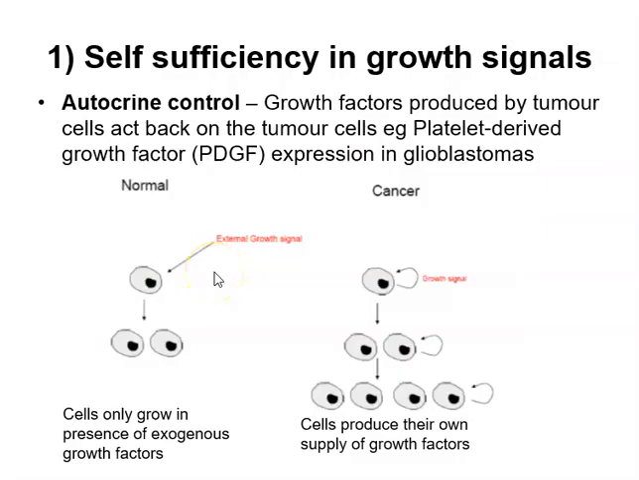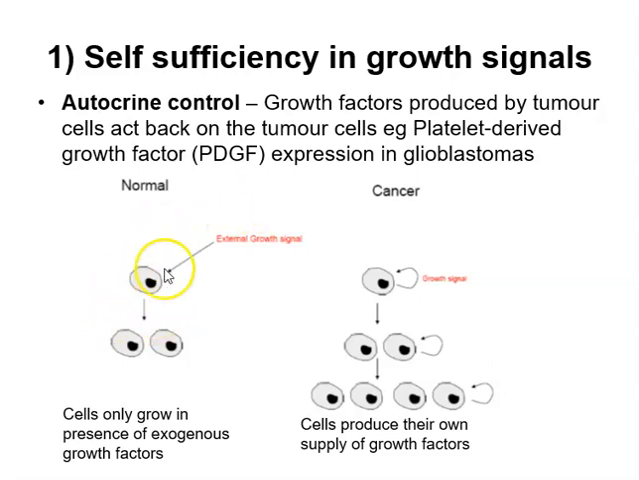So first proper hallmark, we're going to look at self-sufficiency of growth signals, and this basically means that the cancer cell can produce its own growth signals. And one of the simplest ways of doing that is for the cancer cell to produce its own growth factor, which it then secretes and it acts back upon the cells.